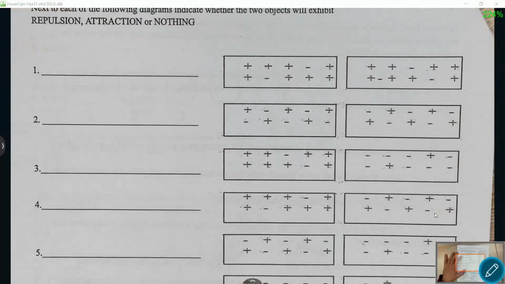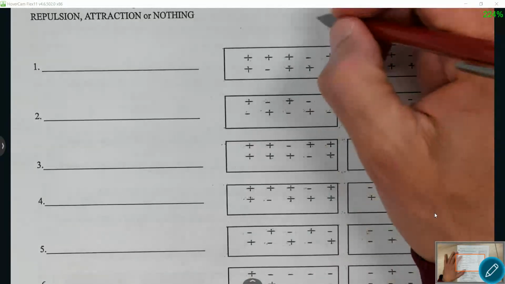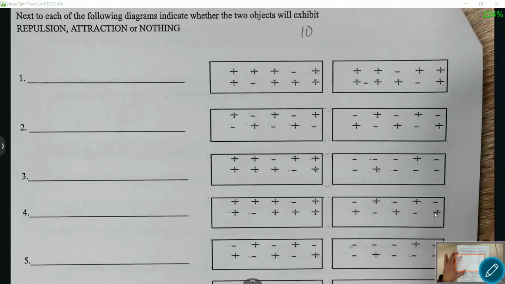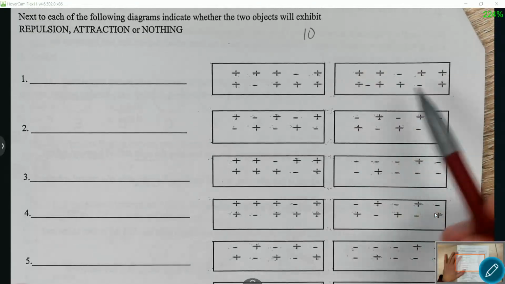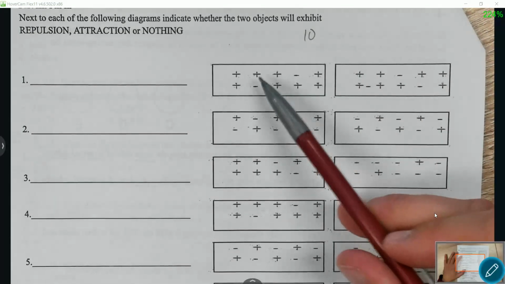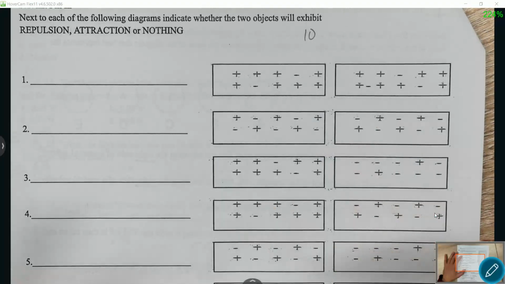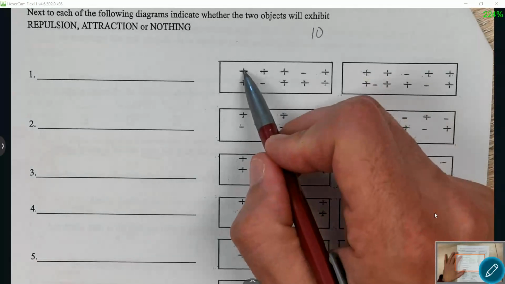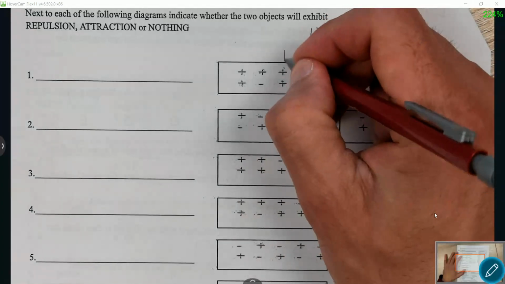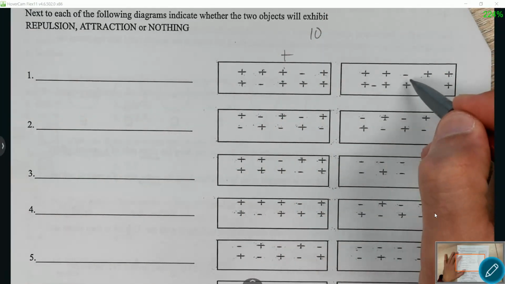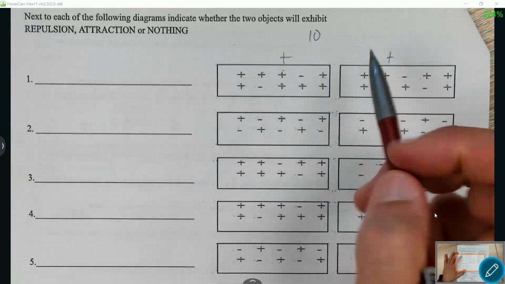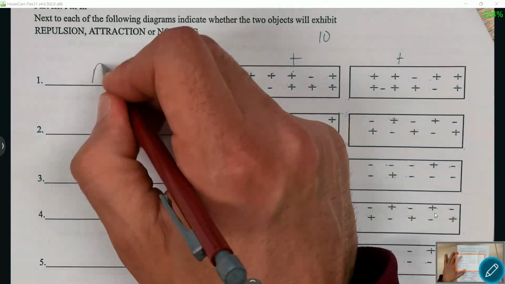Okay, this one is kind of simple. It may take you a quick second. There are 10 positives or negatives on each one of them, so you can count. If there's more than 5 pluses, it's positive. If there's more than 5 negatives, it's going to be negative. So 1, 2, 3, 4, 5, 6. So this is positive. 1, 2, 3, 4, 5, 6. This is also positive. Positive and positive will repel.